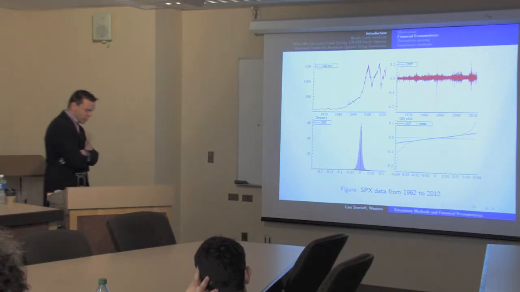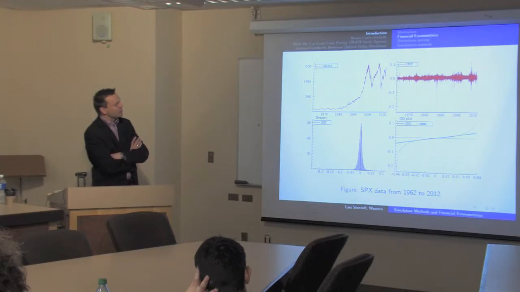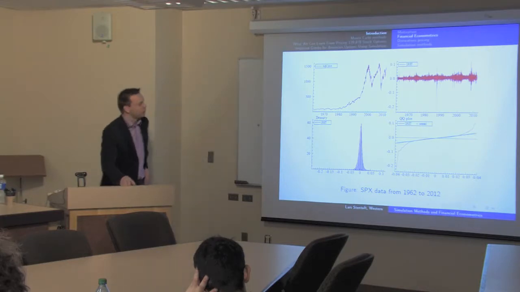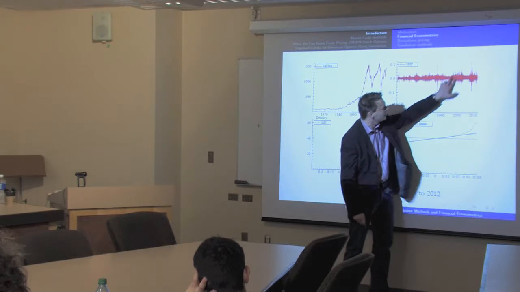Everybody will see the stock market crash in 87. I mean, that's the blip you see up there. And then you see what I'm going to call, and what everybody in financial econometrics is going to talk about, volatility clustering. So, and I'm going to step out of the slide. These events here where you have very, very high volatility.